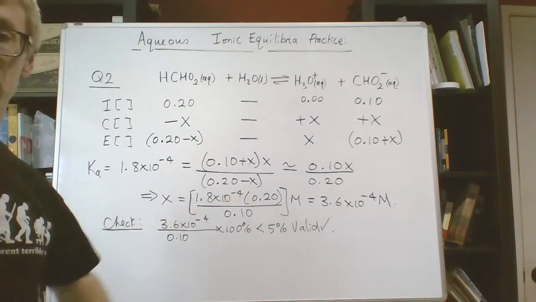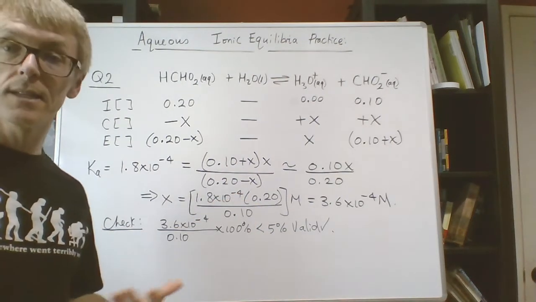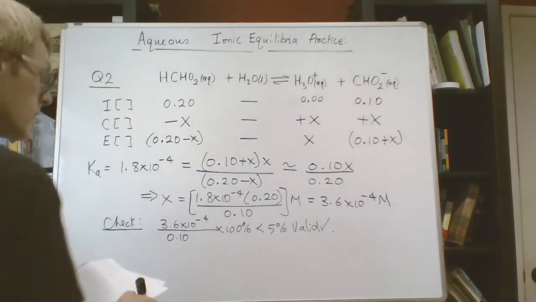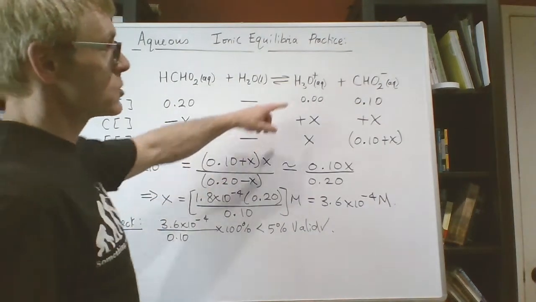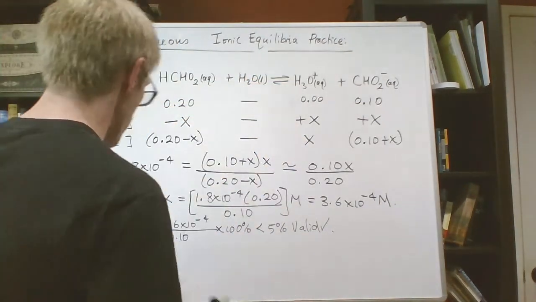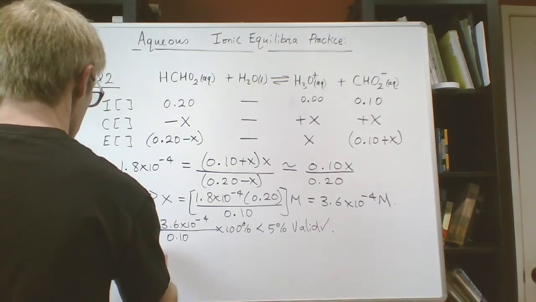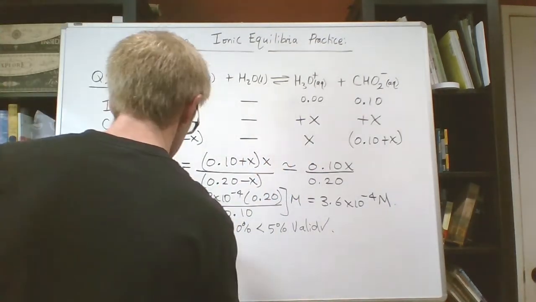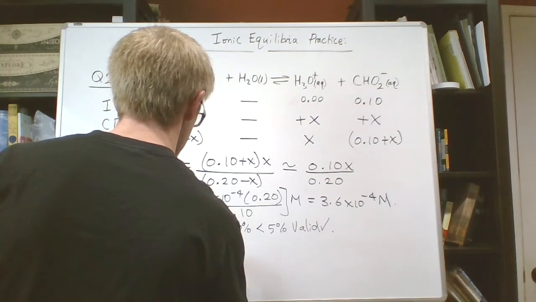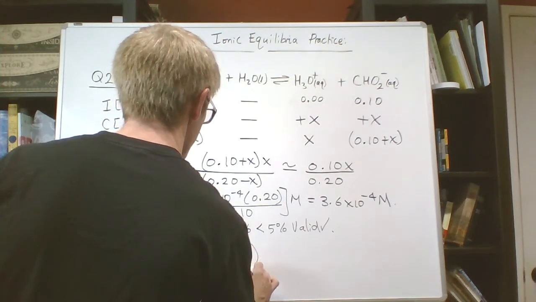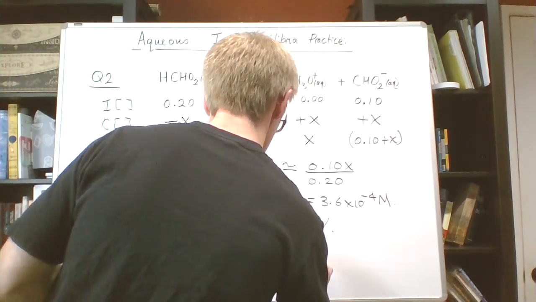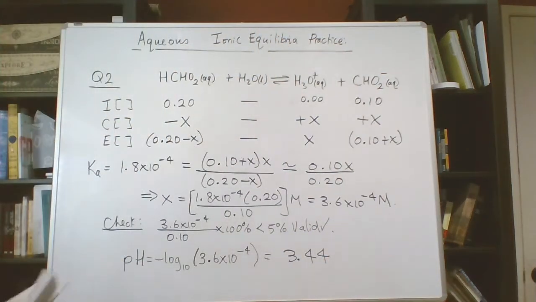And make sure that you always show that you've done this check on any assessment whenever you've used the assumption to begin with. Now we can go ahead and calculate the pH. The pH is the negative log base 10 of the hydronium ion at equilibrium conditions. So the pH is minus log base 10 of the hydronium, which is x. So 3.6 by 10 to the negative 4. And this will be 3.44, the final pH.